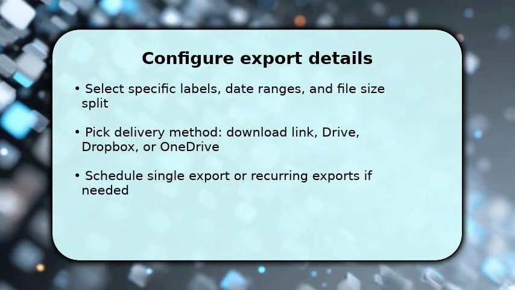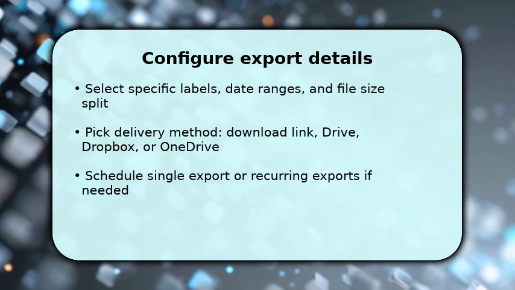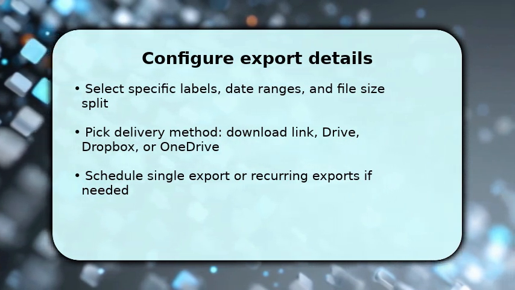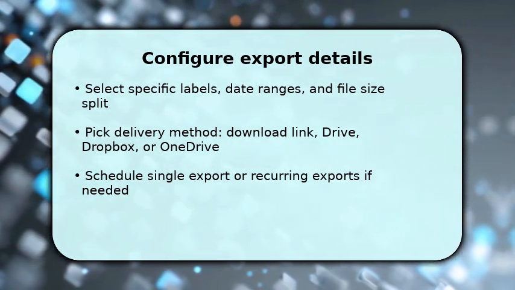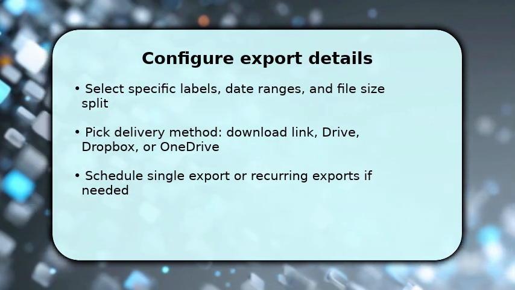Next, refine what you export. Pick specific labels or whole mailbox and set date ranges to reduce size. Once done, choose file size limits. 2 GB versus 50 GB will determine chunking and download ease.